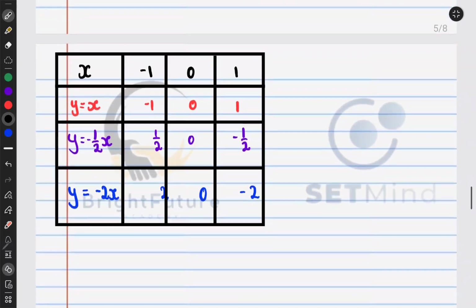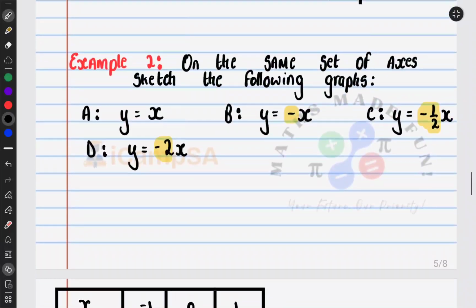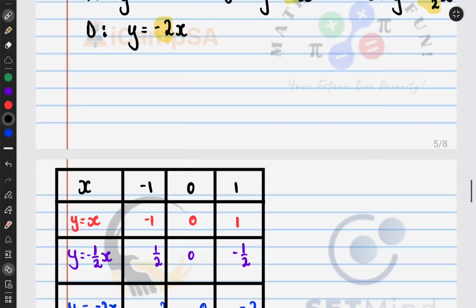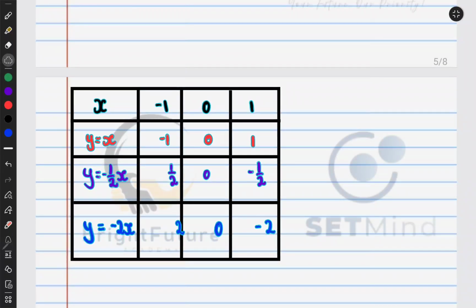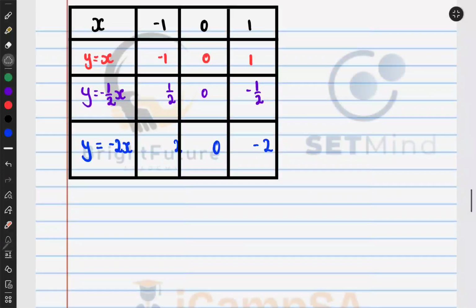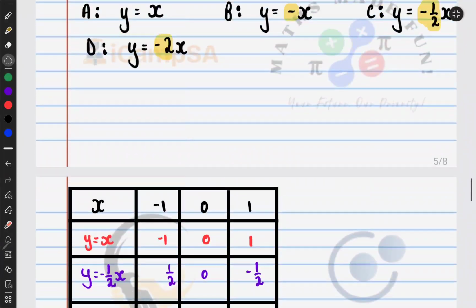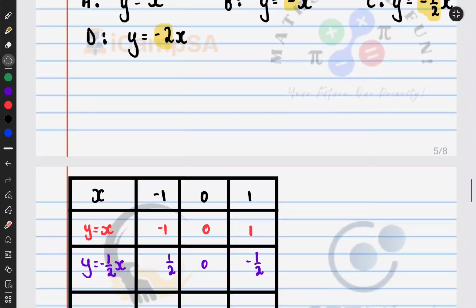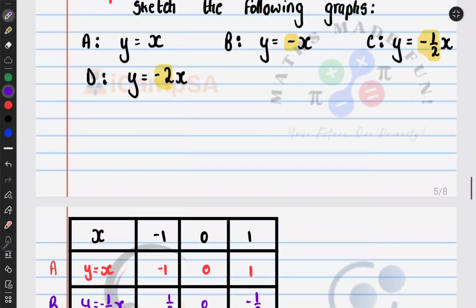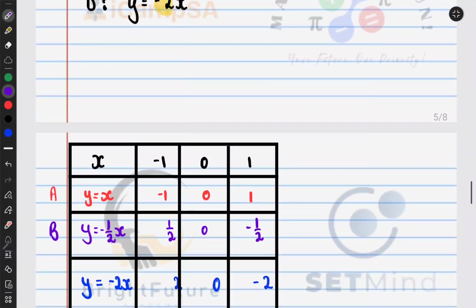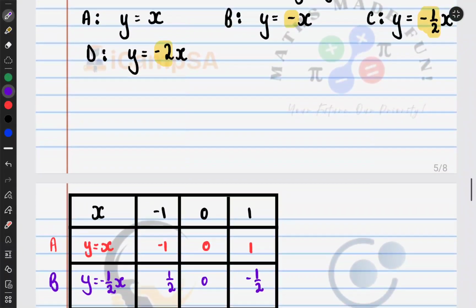Okay, there we have it. So we have to sketch these functions on the same set of x's. Let me move my table a little bit to the left. Okay, let's quickly sketch these functions. Let's in fact label them. This is a and this is b. This is, wait a minute, y is equal to x.